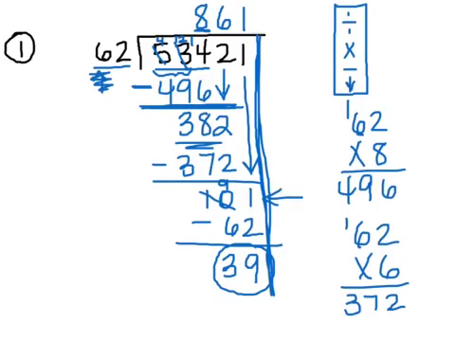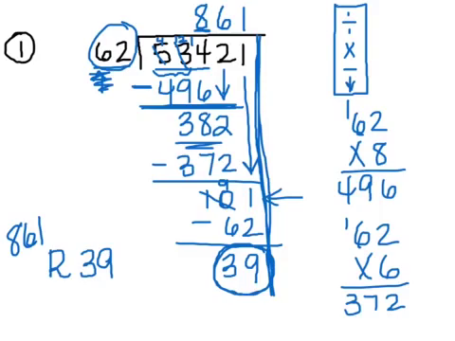Keep in mind what we would do with that remainder. There are several ways you could leave the remainder or keep going in the problem. When you first learned to long divide, they would say write remainder 39 after your answer of 861. Later, once we learned fractions, that 39 could be put over the divisor of 62. That is a fractional remainder, 39 over 62, so it's a mixed number, 861 and 39 62s.